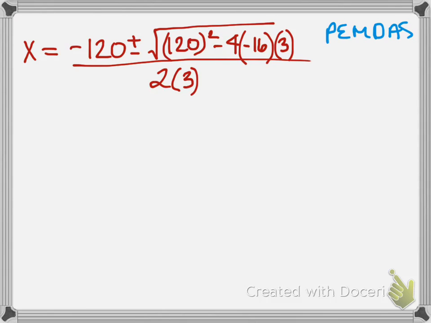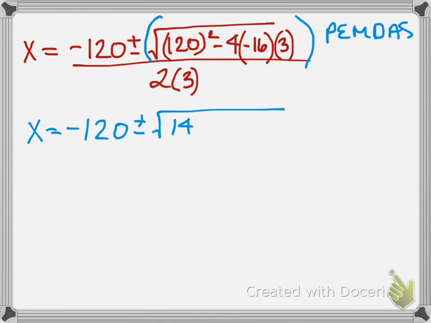So parentheses. My square root pretty much acts as parentheses. So I want to evaluate all of this stuff first, because all of that stuff under that square root is pretty much telling me, do me first. So x equals negative 120 plus or minus 120 squared. Now, got to dig into my notes. 120 squared is 14,400 minus 4 times negative 16 times 3 is negative 192.